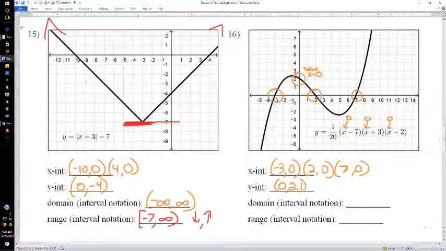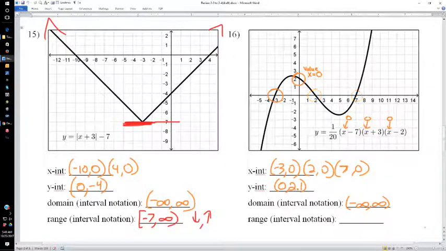Okay? Your domain, guess what? It's still all real numbers. Because there's nothing I can't put in those x's. There's nothing that breaks the function. Okay? I also told you that every last one of these is all real numbers. That's not going anywhere.